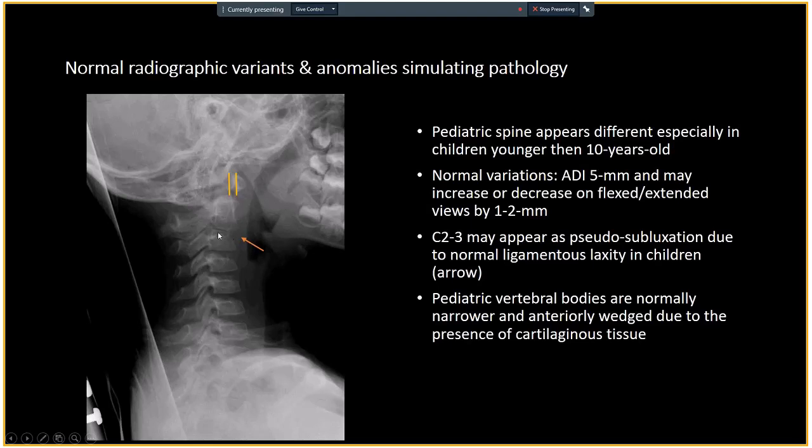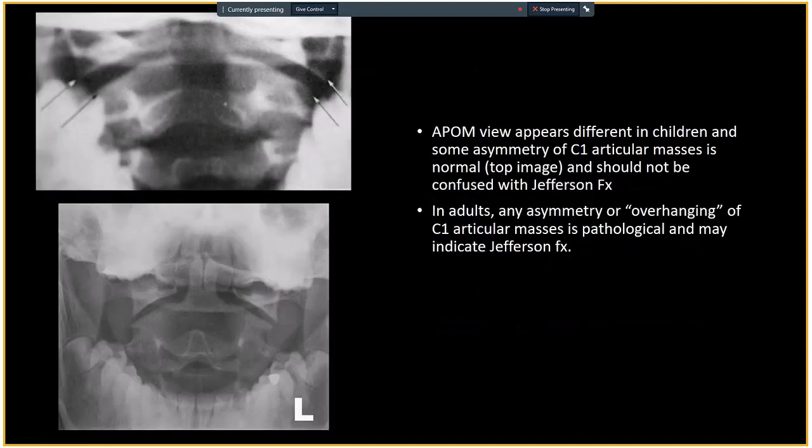The other thing is something called pseudo-subluxation. It is a completely normal relationship between C2 and C3, so it should not be interpreted as any form of anterior displacement of C2. So that's another typical mimicker of instability. The important feature on the AP open mouth view is that it is completely normal for the pediatric C1 articular masses to be a little bit more overlapping or overhanging of C2. Of course, in an adult, that should be considered highly abnormal, because we anticipate complete alignment between C1 and C2.